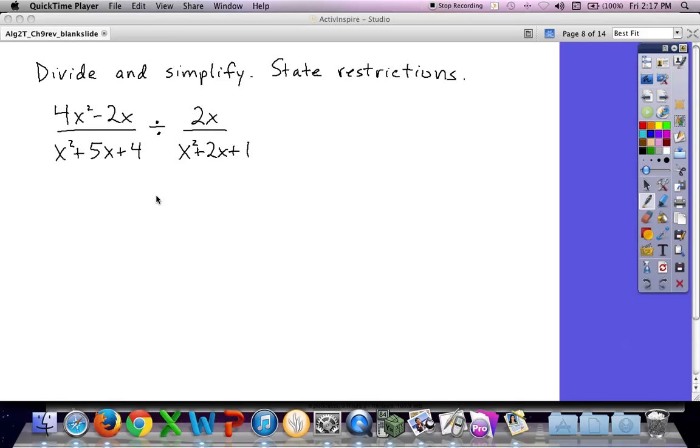So this is a divide. Divide and simplify. On the quiz, it didn't say state restrictions, but on the test it will. So that's why I put it up here, but you didn't have to say it on the quiz. So what was the first step in dividing the expressions?